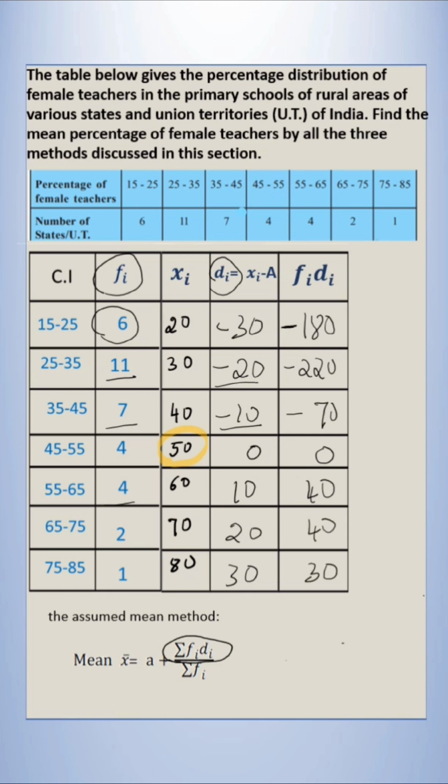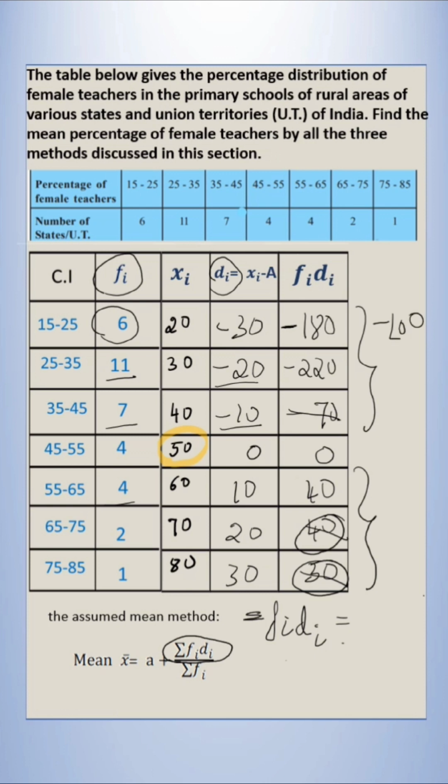Now we have to find the summation of fi di. Here we have negative signs and here we have positive signs. Observe that 40 plus 30 is 70, so plus 70 and minus 70 get cancelled. Here 40 is there. Minus 180 minus 220 is minus 400. Minus 400 plus 40 is equal to minus 360.